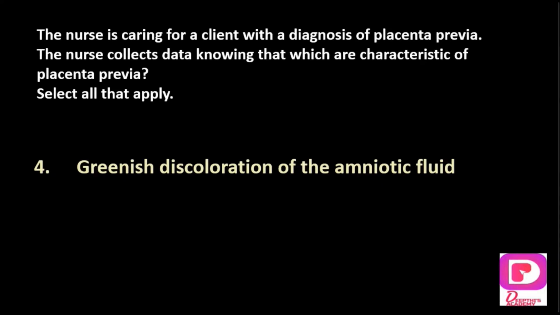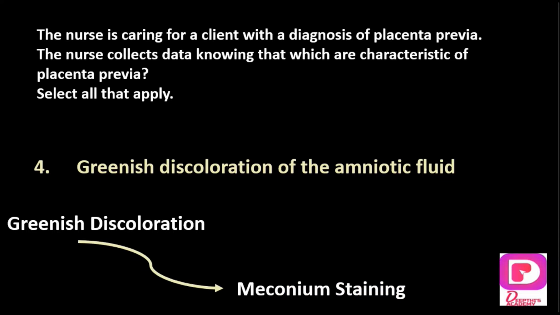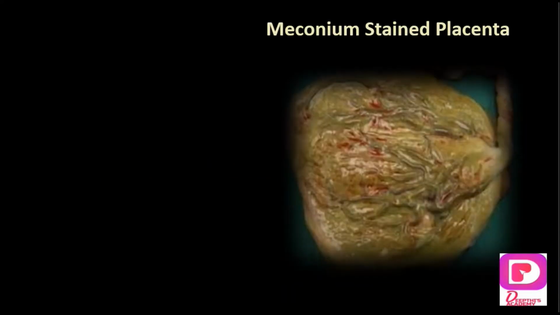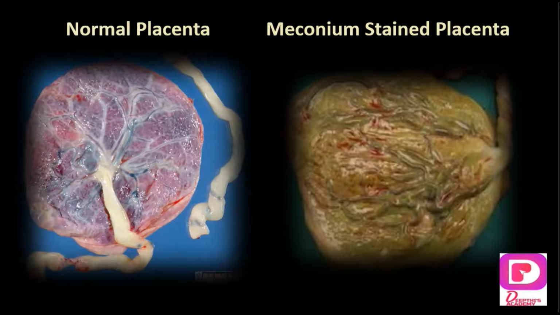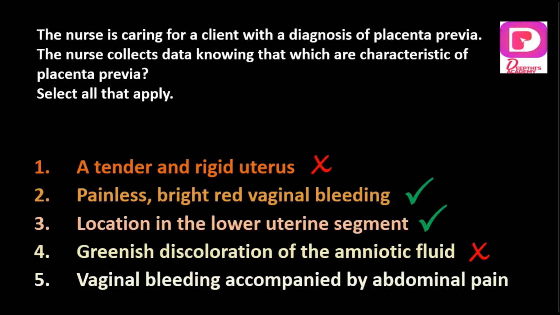When does the amniotic fluid become green in color? Greenish discoloration of the amniotic fluid occurs as a result of meconium staining. Here you have the picture. You can compare the meconium stained placenta with the normal placenta. So we must say greenish discoloration of the amniotic fluid is a wrong option.